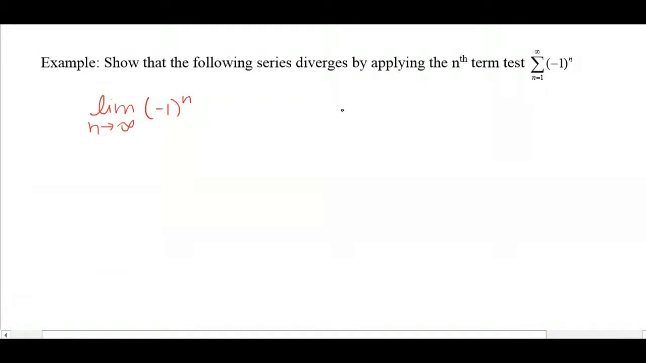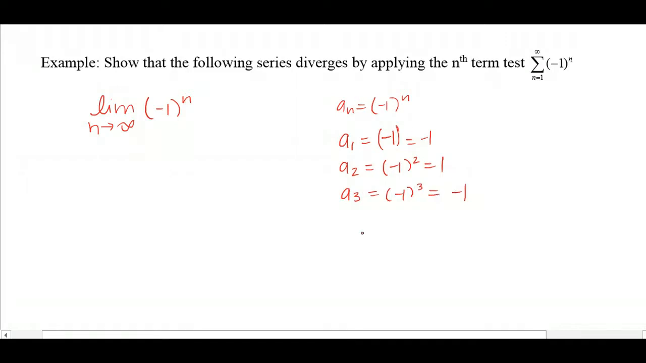So what does this look like, negative 1 to the n? Let's write out a few terms in the sequence. This sequence is a sub n equals negative 1 to the n. So a sub 1 is going to be negative 1 to the 1, or just negative 1. And then a sub 2 is going to be negative 1 squared, which is positive 1. And then a sub 3, you'll see we don't have to do too many of these, that's going to be negative 1. So this sequence of numbers is negative 1, 1, negative 1, 1, negative 1, 1, and so on.